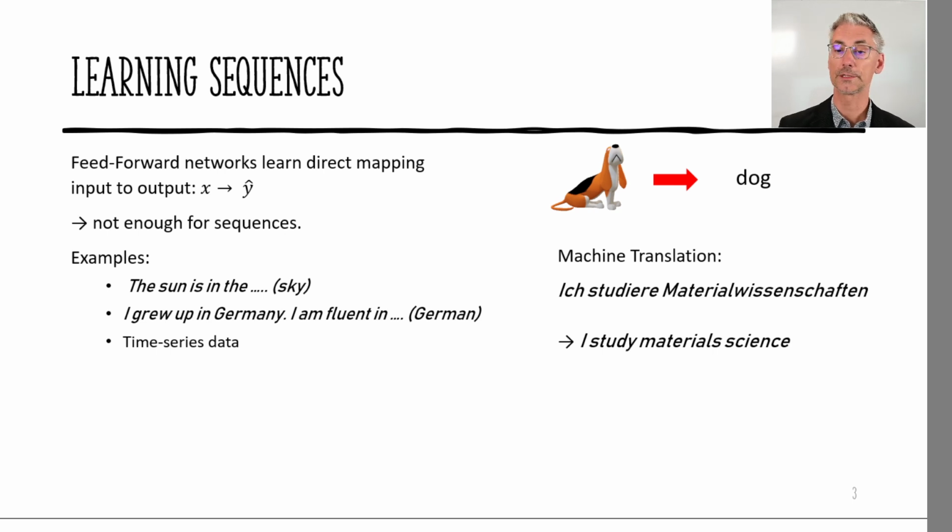Other examples could be time series data. We could also have related sequences like in machine translation. The German sentence might be, "Ich studiere Materialwissenschaften", and we want to get to the English sequence, "I study material science."